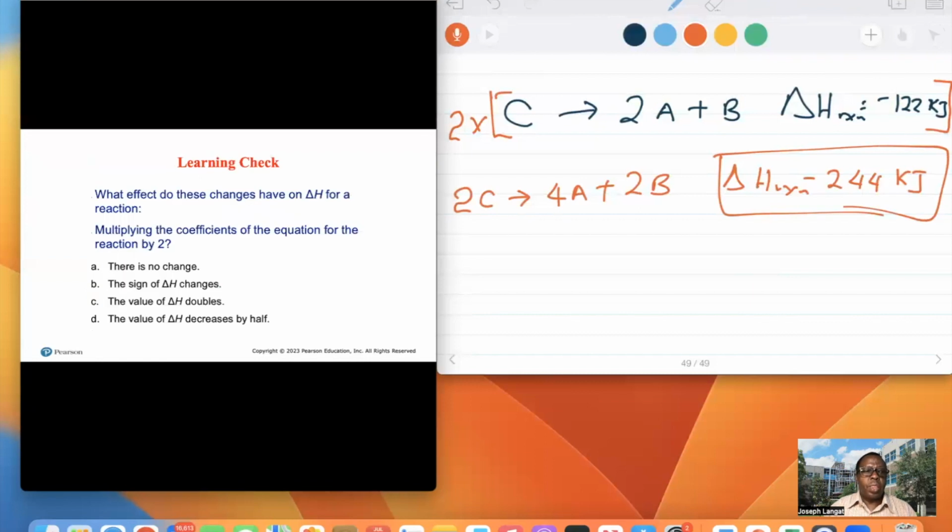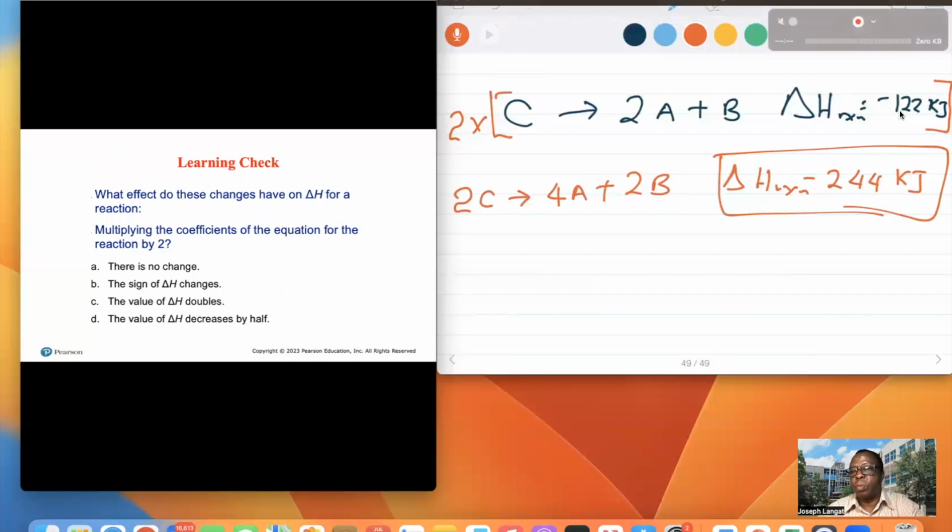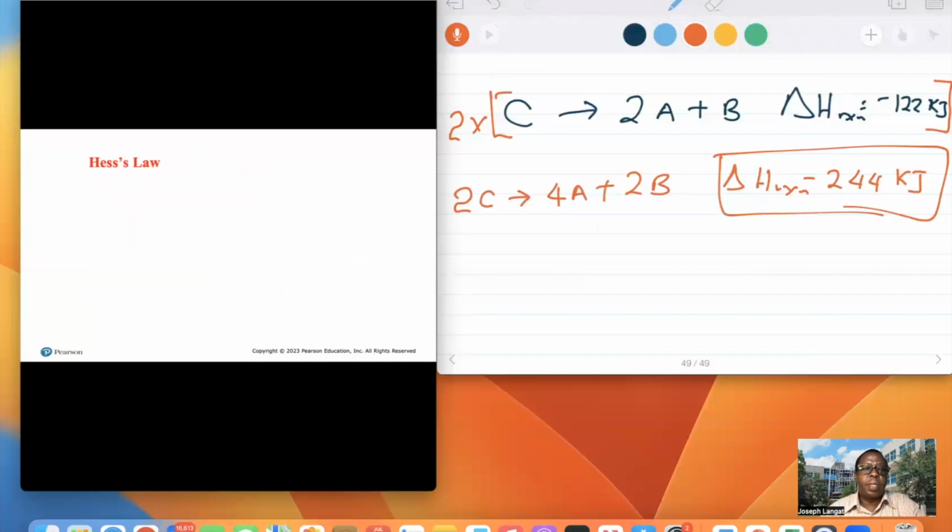There is another conceptual question here. What effect do these changes have on change in enthalpy for the reaction? Multiplying by a coefficient of 2. We just saw here that multiplying by 2 will double. So the correct answer here is the value for change in enthalpy will double. See how this doubles? If we divide by 2, this is going to be 1/2 of that.